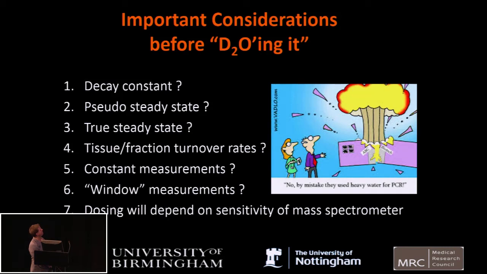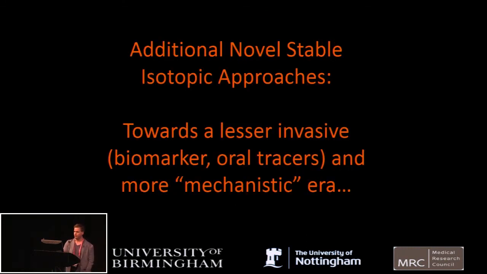You can also measure tissue and fraction turnover, as I've shown you, and also individual proteins. The other thing to consider is whether you do constant measurements over an entire block of training, or, if you do a long-term intervention, you could do a window at the beginning, the middle, and the end. And one other important thing is that the absolute dosing of D2O depends on the sensitivity of the mass spectrometry that you apply.